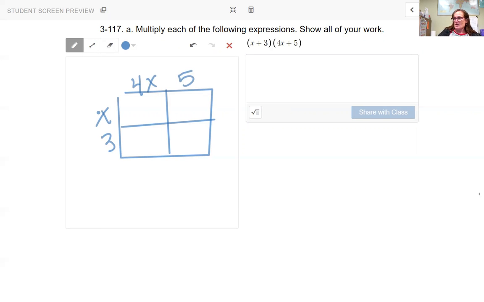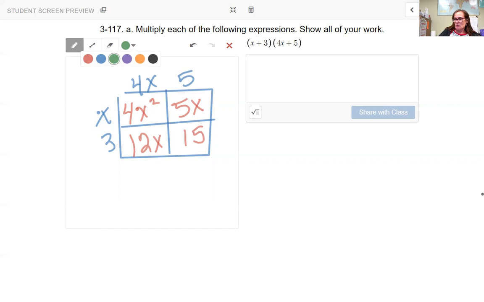Okay, now I am ready to multiply them together. 4x times x is 4x squared. And then 5 times x is 5x. 4x times 3 is 12x. And 5 times 3 is 15. All right, now I just need to combine like terms.